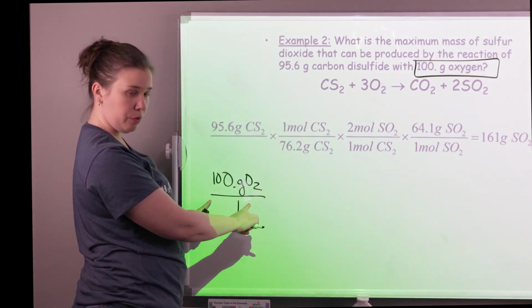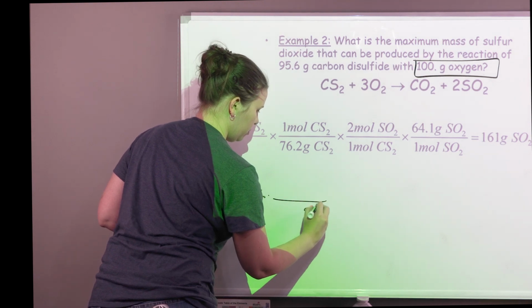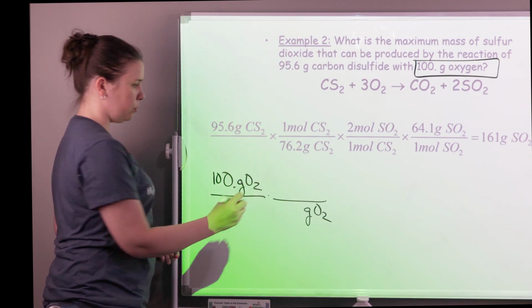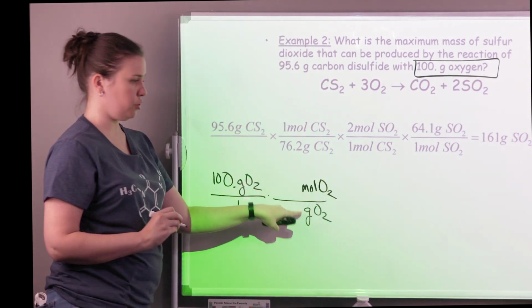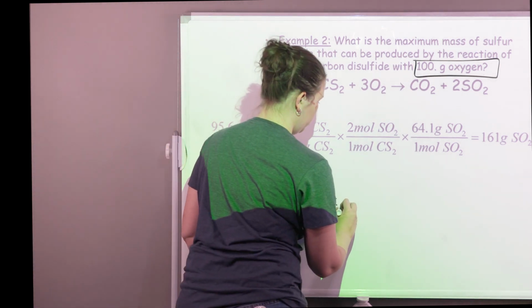So now, since I'm starting with grams of O2, I'm going to put that in the denominator. Grams of O2. And just like last time, the first thing I want to do is convert to moles. Moles of O2. When you change your unit, you have to keep the substance the same. So now let's go ahead and put our moles of O2 on the bottom.